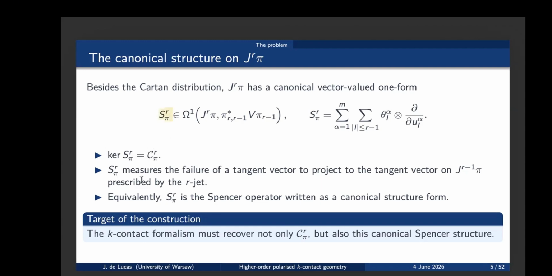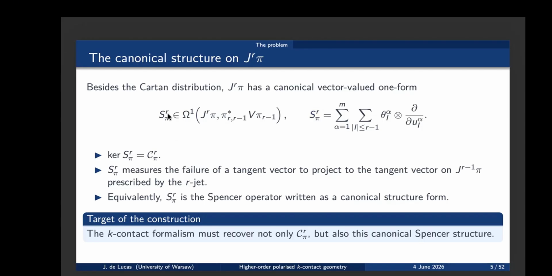It turns out that the kernel of this object is just the Cartan distribution. The Spencer operator measures the value of the tangent vector to the tangent vector j^(r-1)p described by the jet. This is a way of understanding this operator geometrically. For me, just think of it this way: the kernel is the Cartan distribution, and as a differential operator it is the Spencer operator that works for jet theory. So there are two things that appear in this theory.